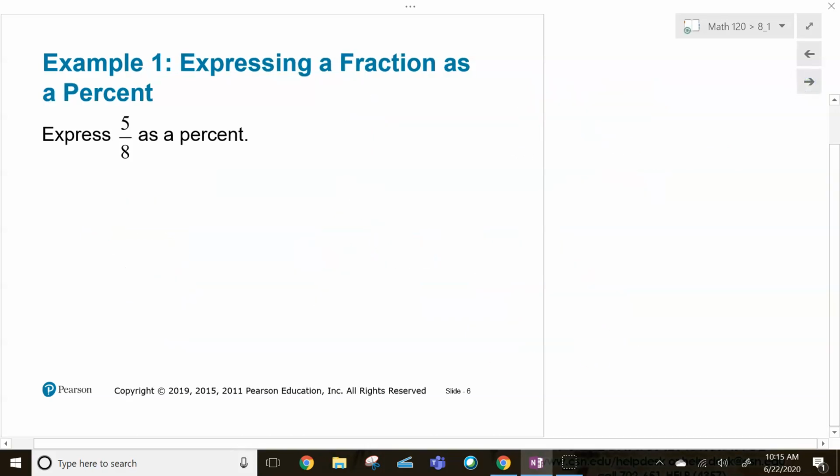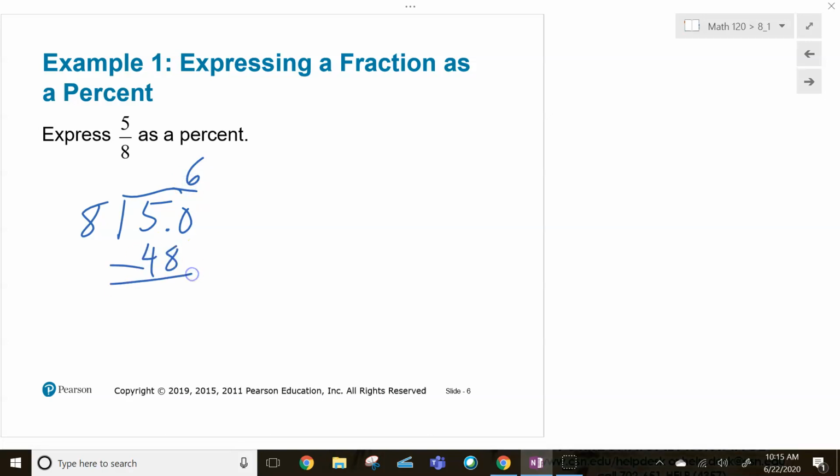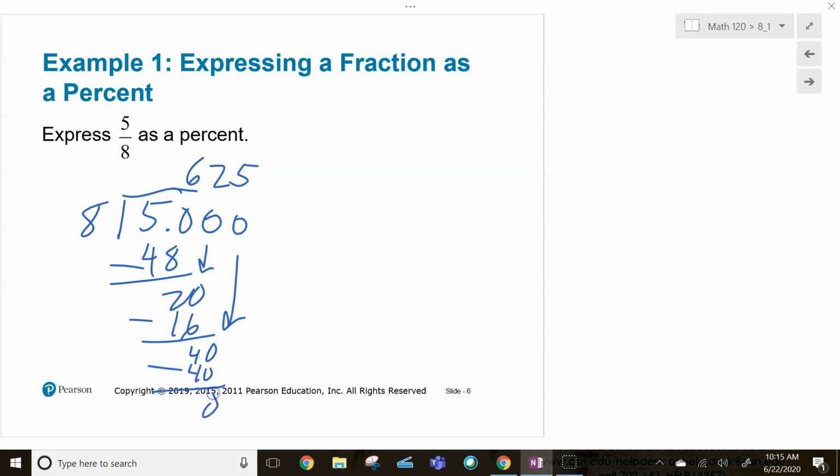Let's do another one. 5/8. 5 divided by 8. Well, 8 does not go into 5, so you have to add in the 0.0. 8 goes into 50 6 times. Bring down a 0. 8 goes into 20 twice. Bring down a 0. 8 goes into 40 5 times, and now we've got no remainder. That decimal goes straight up. So 5/8 becomes 0.625. Move it over twice. That's 62.5%.